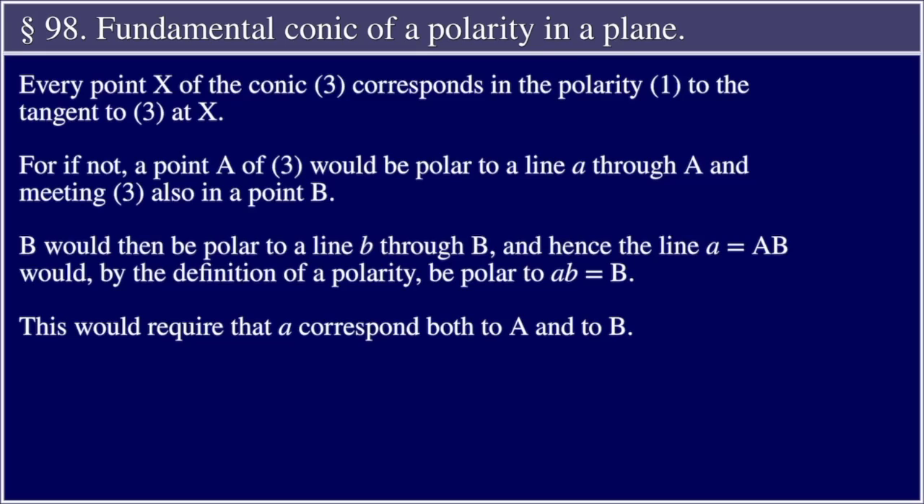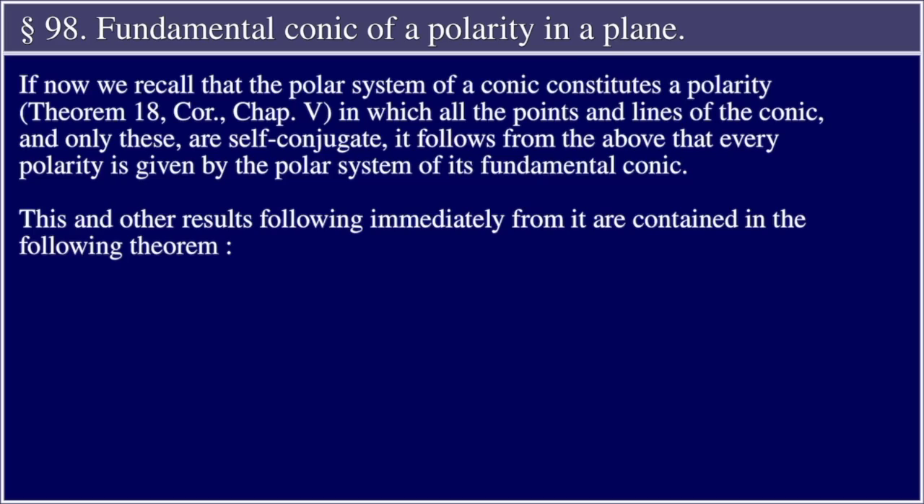B would then be polar to a line b through B, and hence the line a equal to AB would, by the definition of a polarity, be polar to AB equals b. This would require that a correspond both to A and to B. If now we recall that the polar system of a conic constitutes a polarity, Theorem 18, Corollary, Chapter 5, in which all the points and lines of the conic, and only these, are self-conjugate, it follows from the above that every polarity is given by the polar system of its fundamental conic.